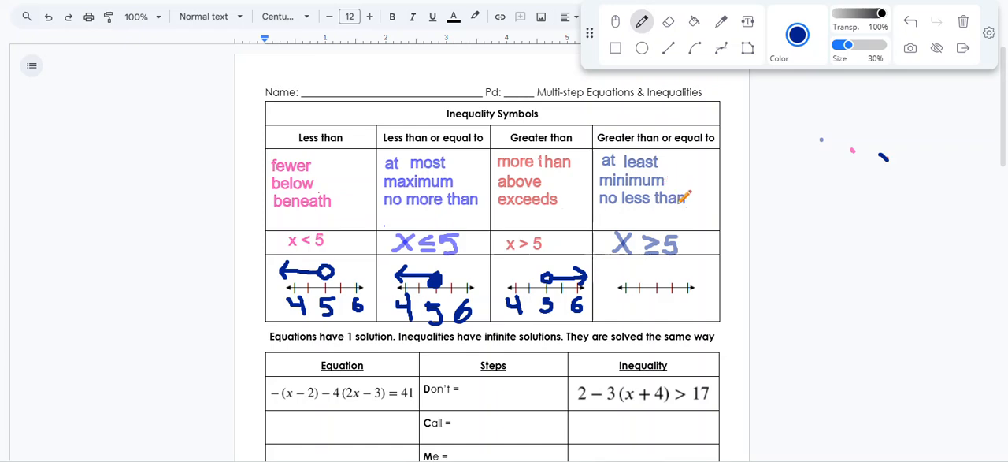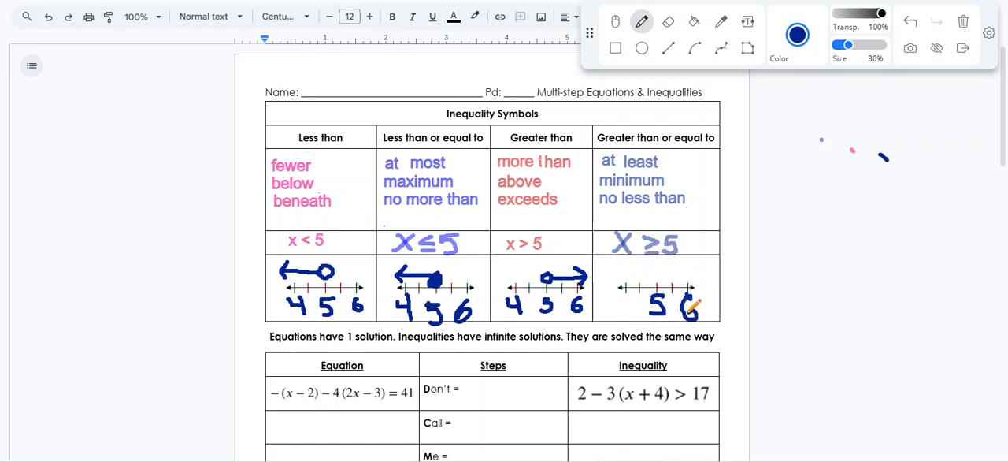No less than. To enter this amusement park, you have to have no less than $50 to buy a ticket, right? Stuff like that. That's telling you that it has to be that number or bigger. Okay? So when it has an equal to, that means that number is part of our solution. So x is greater than or equal to 5. That's how you read that.